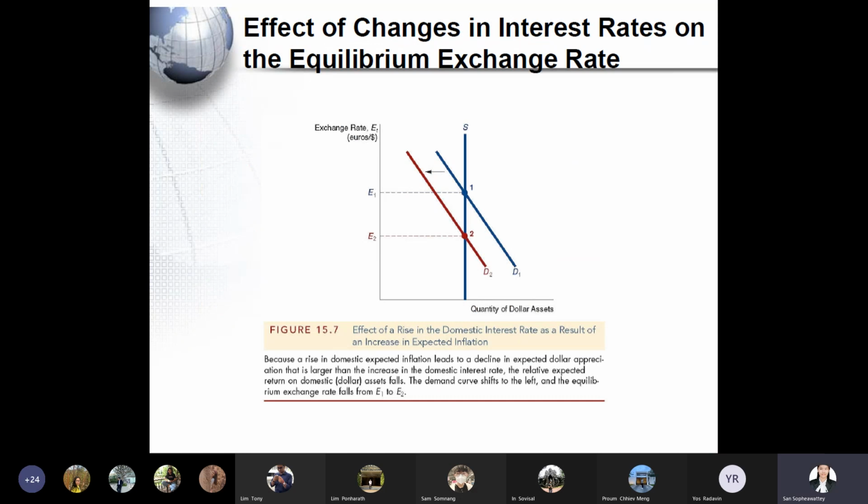Because the rise in domestic expected inflation led to a decline in expected dollar appreciation that is larger than the increase in the domestic interest rate, the relative expected return on the domestic US dollar will decrease and will shift the demand curve to the left. And the equilibrium exchange rate will decrease, or we say depreciate, in this case.